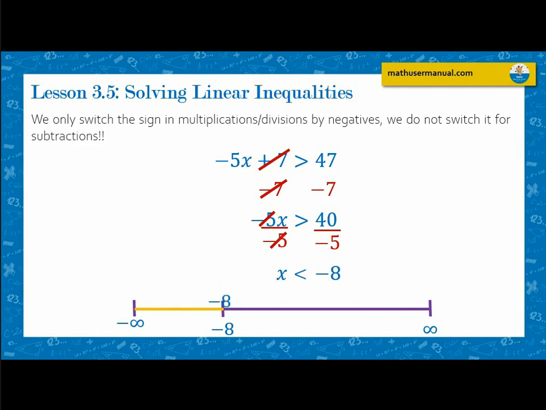And what about negative 8? We do not have the equal sign. It's just x is smaller than negative 8. So negative 8 is not part of our solution. We do not include it. So our solution is x is smaller than negative 8. And the important step on this problem was in the final part, when we divided by negative 5, we switched the direction of our inequality.